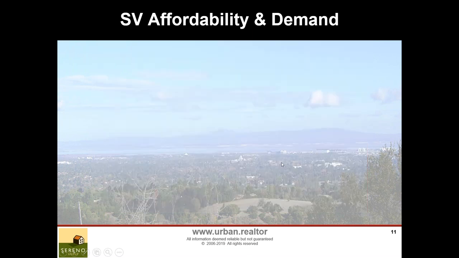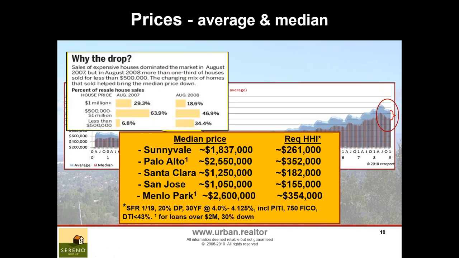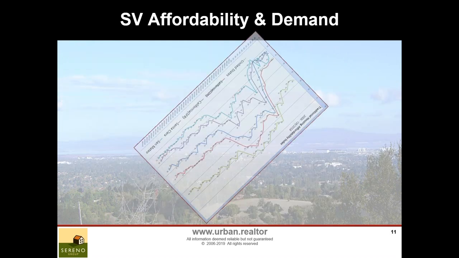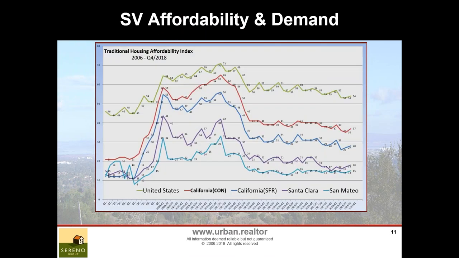So now let's take a look. The question now is, if that's the kind of money that is required to buy a home in Silicon Valley, how many people are really qualified for that, and what is the affordability in Silicon Valley? So what we're looking at right now is the affordability in Silicon Valley and in California in general, up to Q4 of 2018. The Q1 number of 2019 will be published in about a month, and once we have it, I can share that information with you.